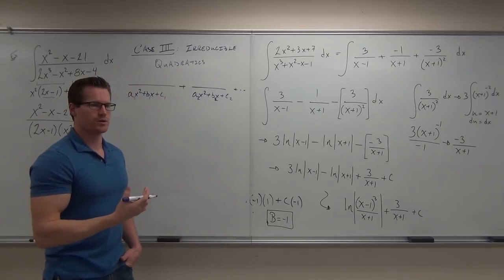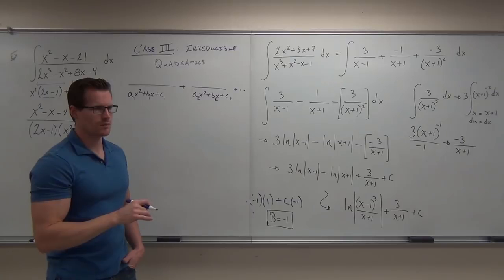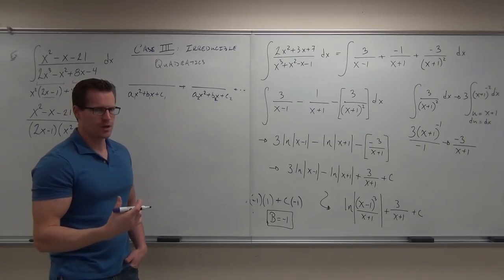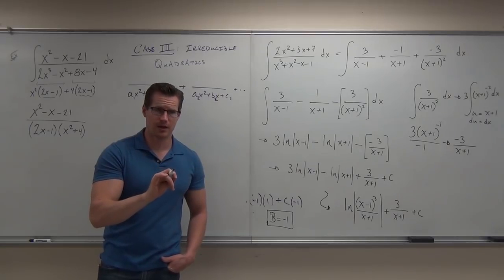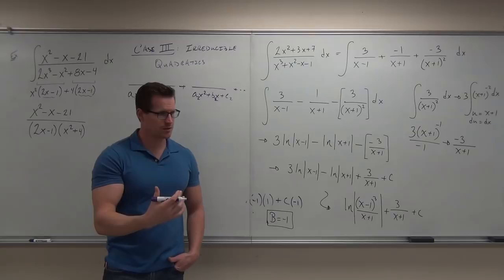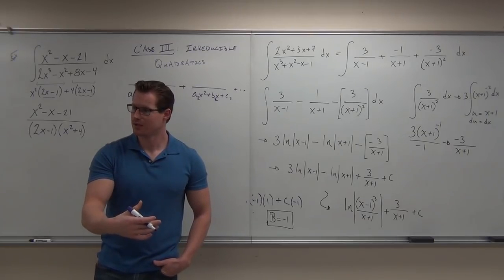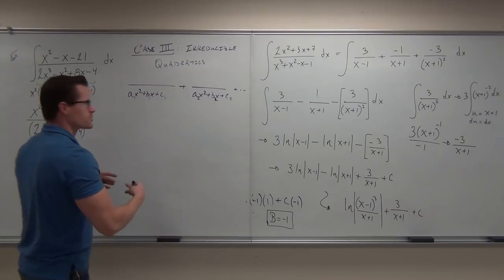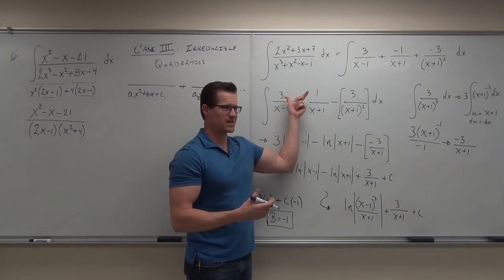And on the numerators, hopefully this makes sense to you. Whatever factor you have, your numerator should be 1 degree lower than that. So for linears, 1 degree lower than a linear is a constant. 1 degree lower than a quadratic is a linear. So for linears, that's what we had here. We had A, we had B, we had C. 1 degree lower. Does that make sense to you?